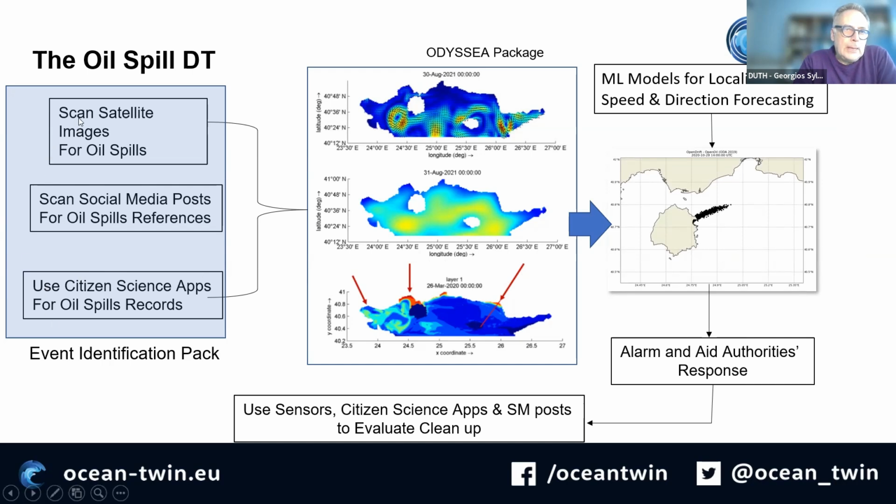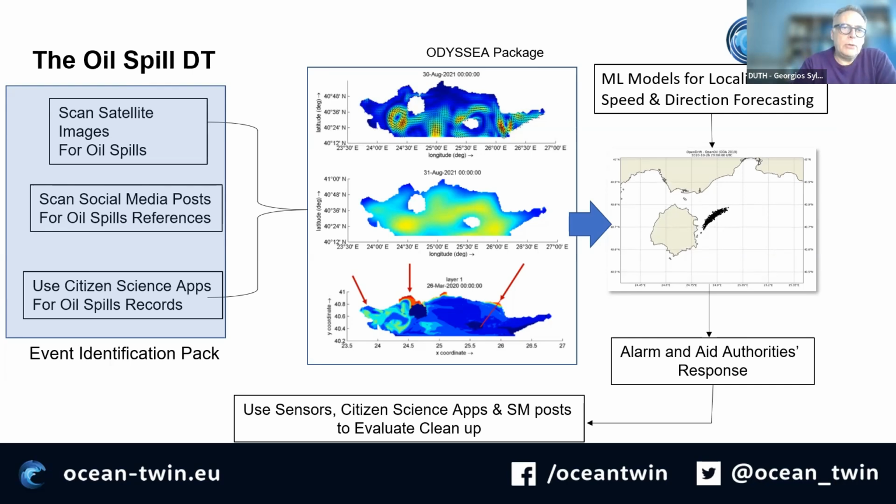So what we are doing is that we develop algorithms in order to scan on a daily basis the satellite images from Sentinel-1, the SAR Sentinel-1 images, and based on the spectral signature of oil, to be able to identify the presence of oil spills.